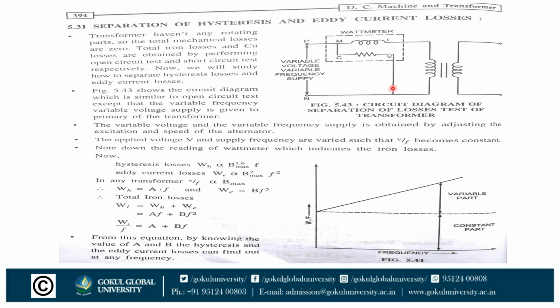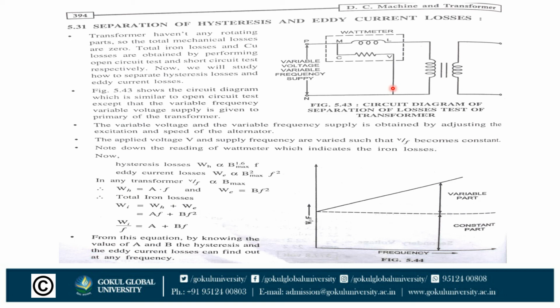So as shown in the figure, we see that the transformer does not have any rotating parts, so the total mechanical loss is 0. We know that the total iron loss and copper loss are obtained by performing the open circuit test and the short circuit test respectively. Now we will study how to separate the hysteresis loss and eddy current loss.